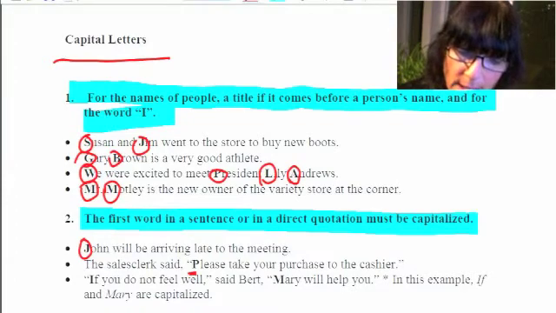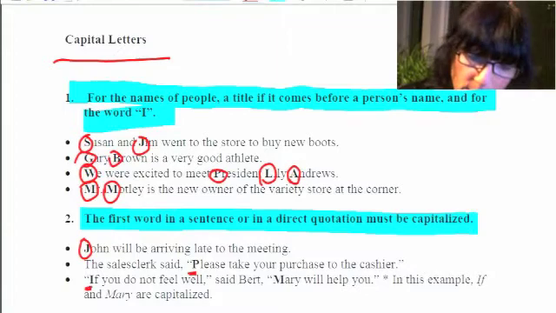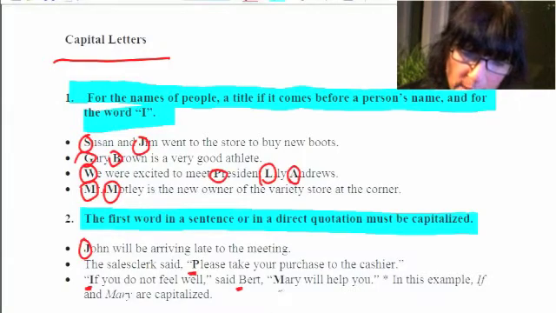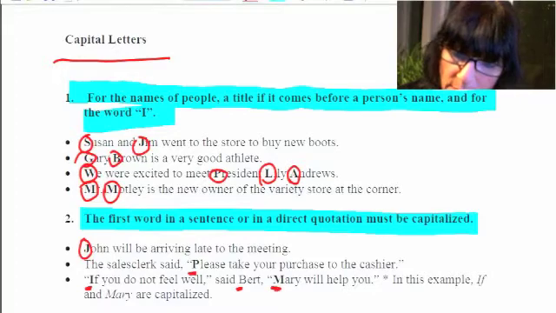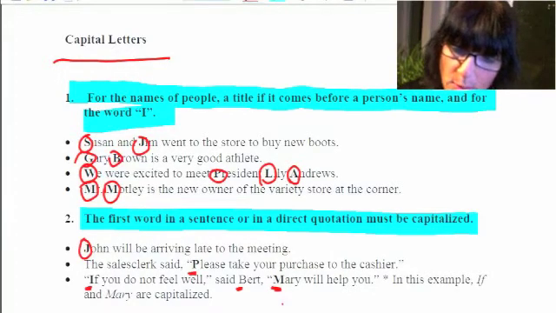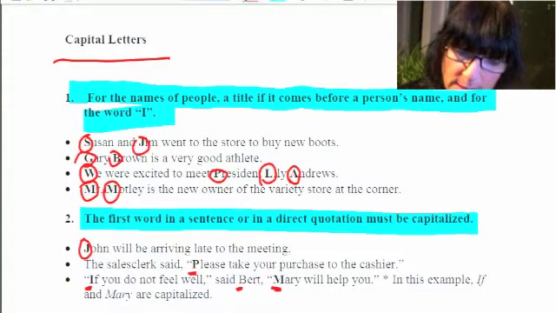And in the last example, "If you do not feel well," said Bert, "Mary will help you." So here's the quotation marks. You always start the beginning of a sentence with a capital. Bert would be capitalized because that's his name. And then you've got the continuation of the quotation and her name. So here you would capitalize it because her name is Mary. So in this example, if and Mary are both capitalized.